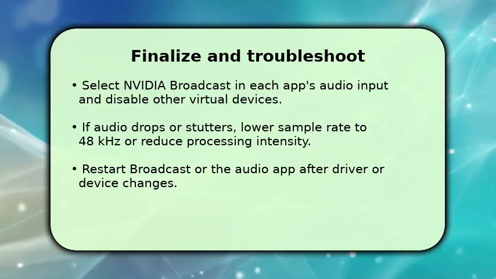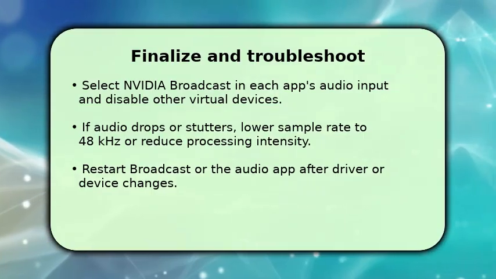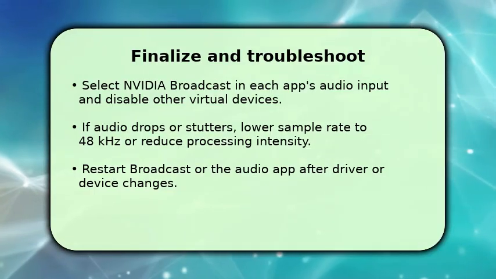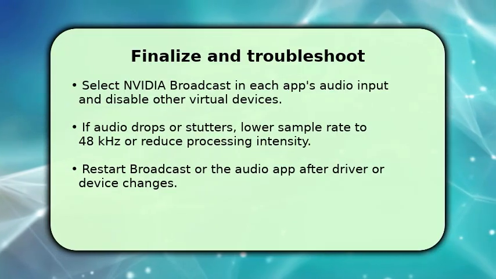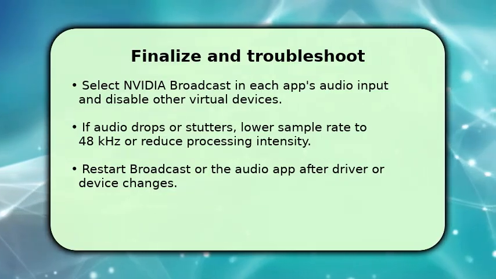If you experience dropouts or latency, reduce the noise removal slider, switch sample rate to 48K HZ, or close CPU-heavy tasks. This reduces processing load. If nothing helps, restart Nvidia Broadcast and the target app and recheck Windows Sound default device.